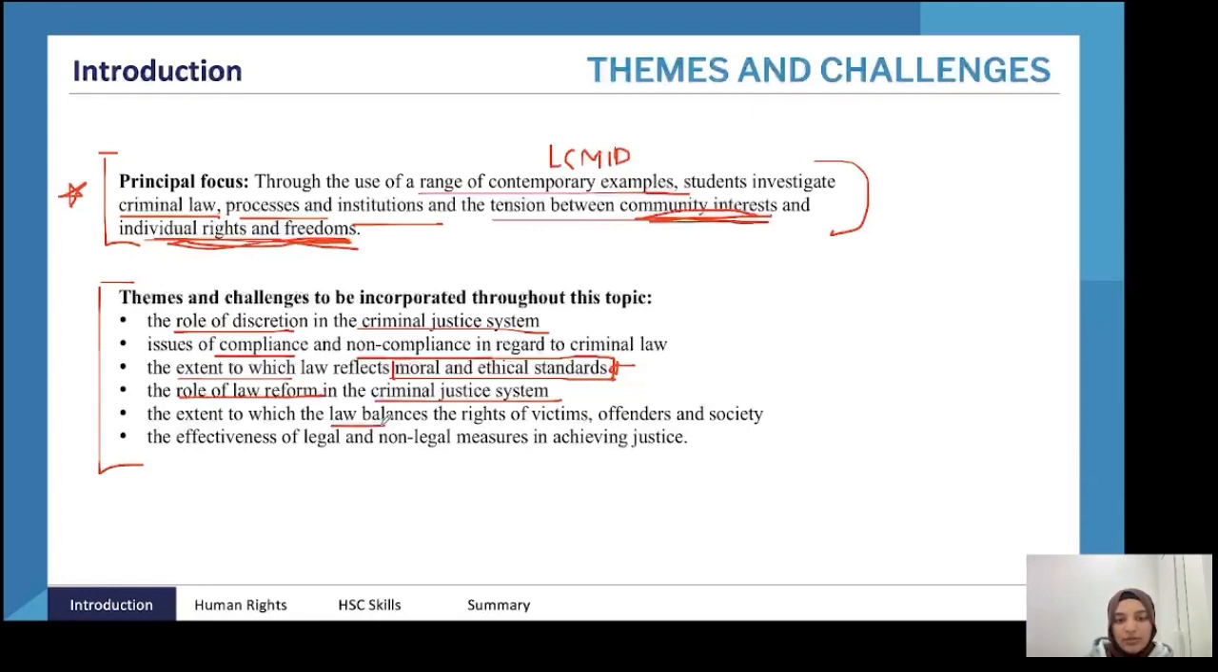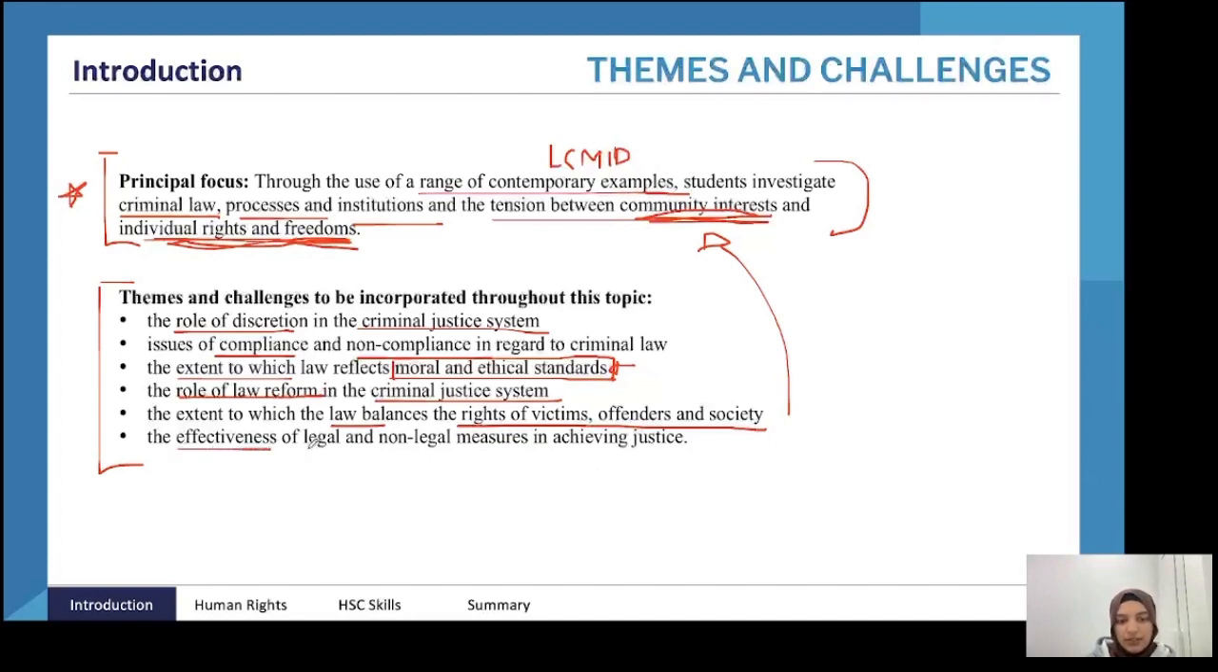Extent to which the law balances the rights of victims, offenders, and society, just like we looked at over here with community interests and individual rights and freedoms. Individual is victims and offenders. Community is essentially similar to society.